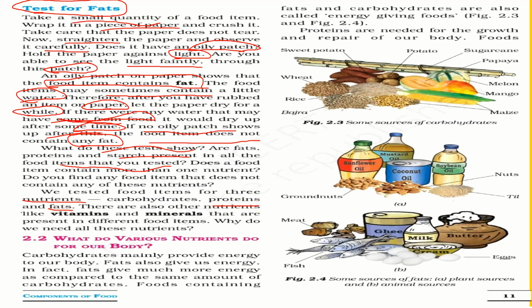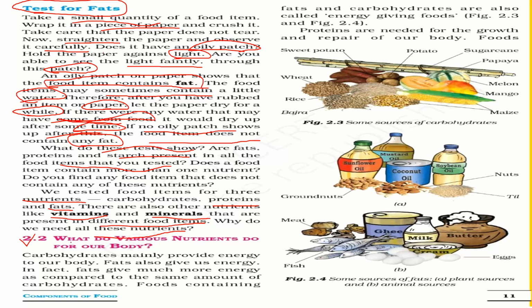These are some nutrients, like vitamins and minerals, that are present in different food items. Why do we need all these nutrients? We need nutrients for our body; they are very essential to our body. But why do we need all these nutrients? We'll see in the next section.